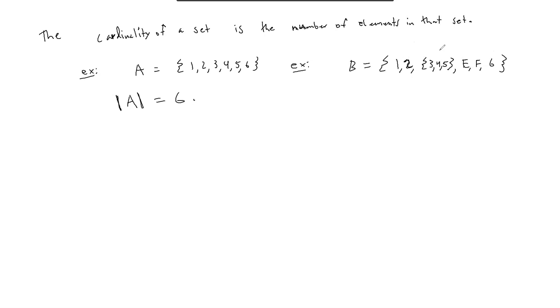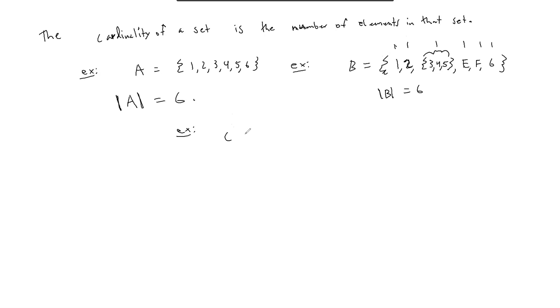So we have 1, 2, this whole set here is one element, E, F, and G. So we have 1, 2, 3, 4, 5, 6. So the cardinality of B here is also equal to 6, because we count this entire set containing 3, 4, 5 as one element within the set B. So this is an example of a set being an element of another set. Whenever you're finding the cardinality of a given set, you just look one set of braces in.